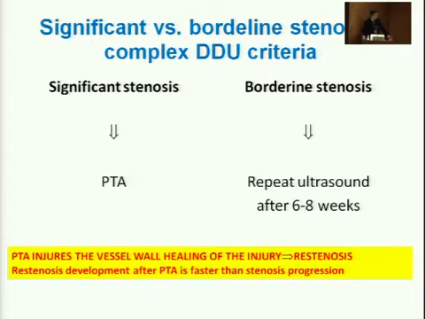The problem is that every PTA is an injury to the vascular wall. Therefore, if the progression rate of a virgin stenosis is low, after PTA the restenosis progression rate is very fast. In cardiology, we say that PCI, in this case, makes an unstable stenosis from a stable stenosis, and so on. So this is why it is necessary to wait until the appropriate time before indicating PTA.